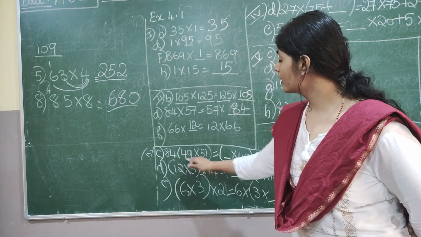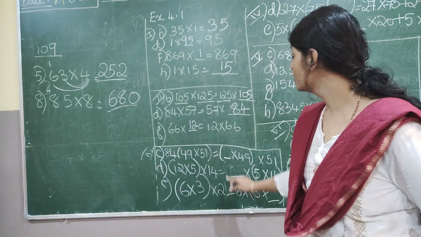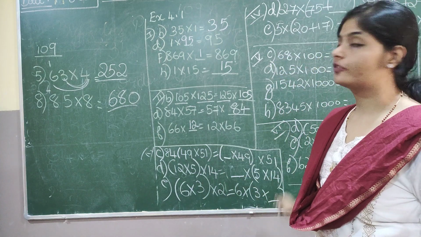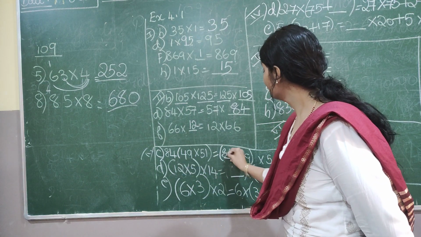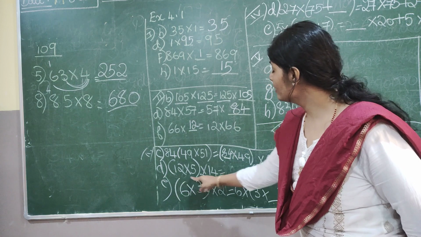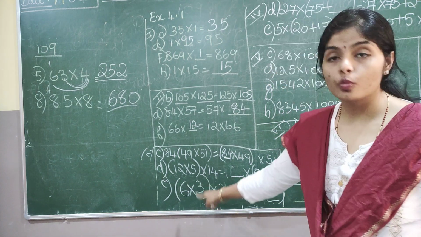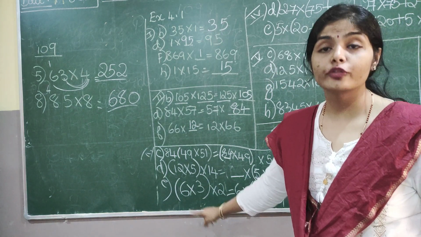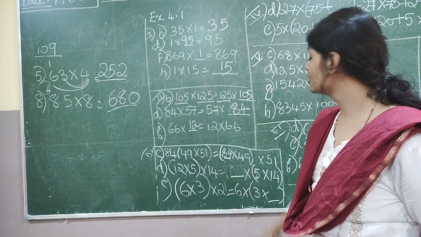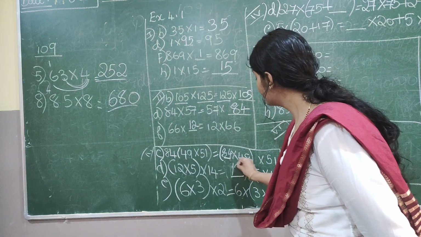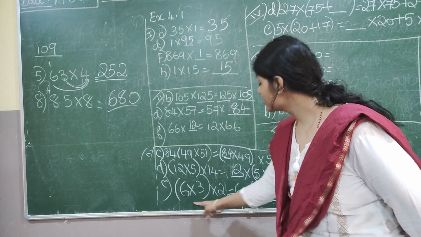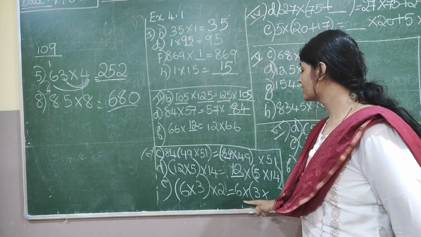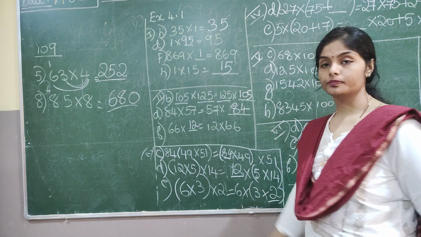84 into 49 into 51 is equal to dash into 49 into 51. What number is missing? 84. Next, 12 into 5 into 14 is equal to dash into 5 into 14. So 12. Got it? Next, 6 into 3 into 2 is equal to 6 into 3 into 2.